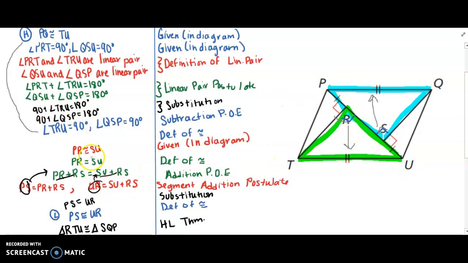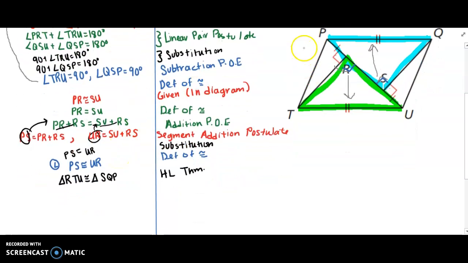And then I start with this piece right here, this PR and this SU are congruent. And if I add RS to both of them, which is what I did here, I can do that because of the addition property of equality, I would get the whole piece. So I have to say segment addition postulate, and then I have to substitute in to get my PS is congruent to UR. And there's my leg. So by the hypotenuse leg theorem, these two triangles are congruent.